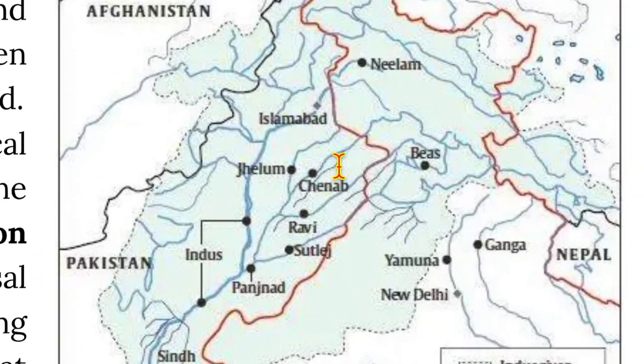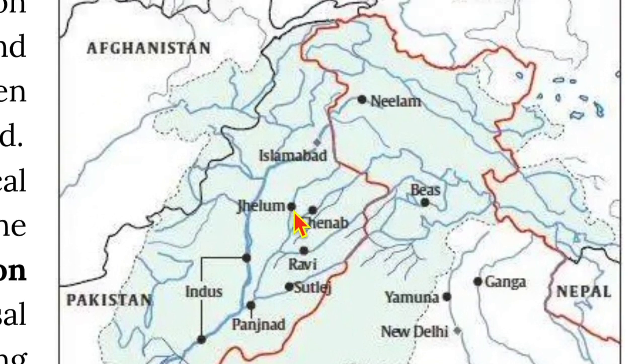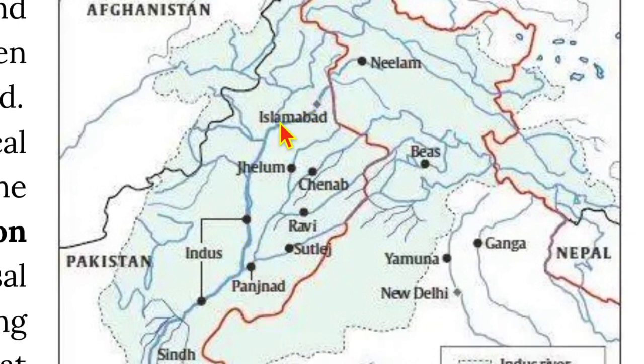So this would be the river system. This is Chenab, and this is the Neelam River. This is Neelam, and this one is Bias River. And the five rivers meet at Panchnath, and they in turn meet. So Jhelum meets Indus.